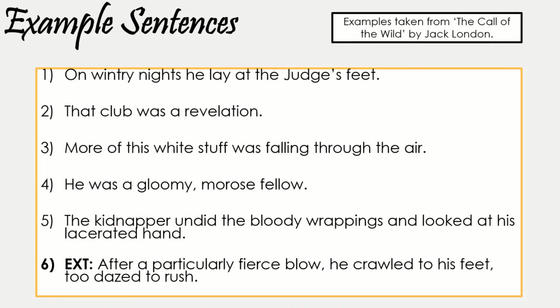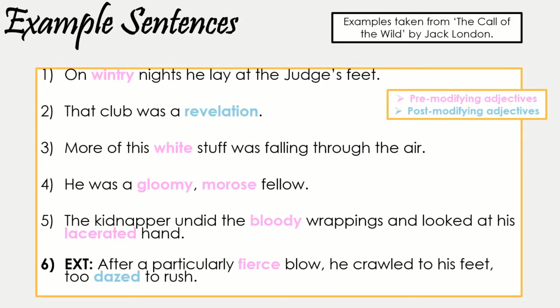So, pause the video and have a go at identifying if the adjective in each sentence is a pre-modifier or a post-modifier. Careful, there's more than one adjective in some of these sentences. And here we have the answers colour-coded. Pink for pre-modifying adjectives and blue for post-modifying adjectives. Check out how many you got right.